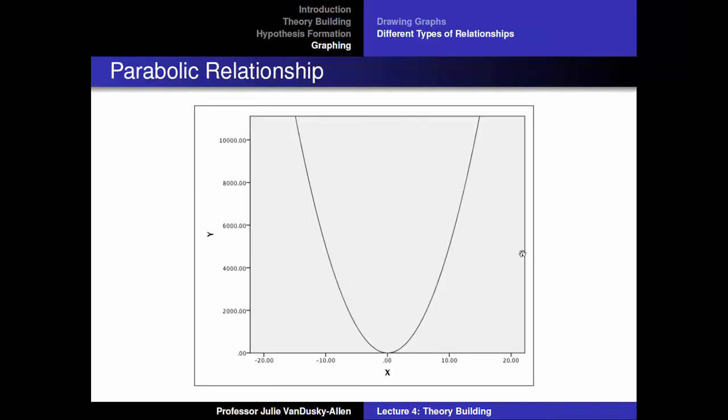Last, this is an example of a parabolic relationship. When the relationship between an independent and dependent variable is parabolic, the relationship between the independent variable and dependent variable at lower values of the independent variable is the opposite of what it is at higher values of the independent variable. So in this example, there is a negative relationship between x and y at lower values of x, but there is a positive relationship between x and y at higher values of x.